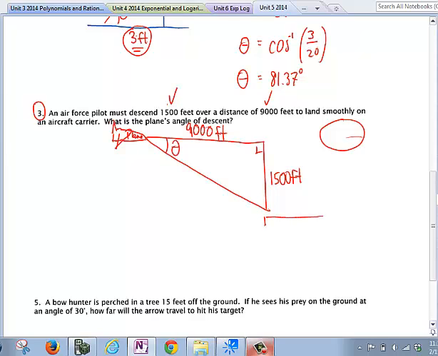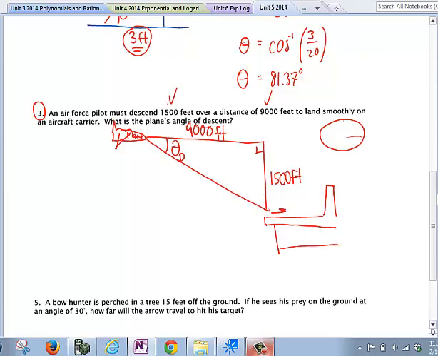So this is the deck of the aircraft carrier. Terrible drawing. There it is, it's the tower. Here's where the plane's going to land. So it's got to go a horizontal distance of 9,000 feet, and it's got to drop 1,500 feet. So what is the angle of descent, which will be this angle here?